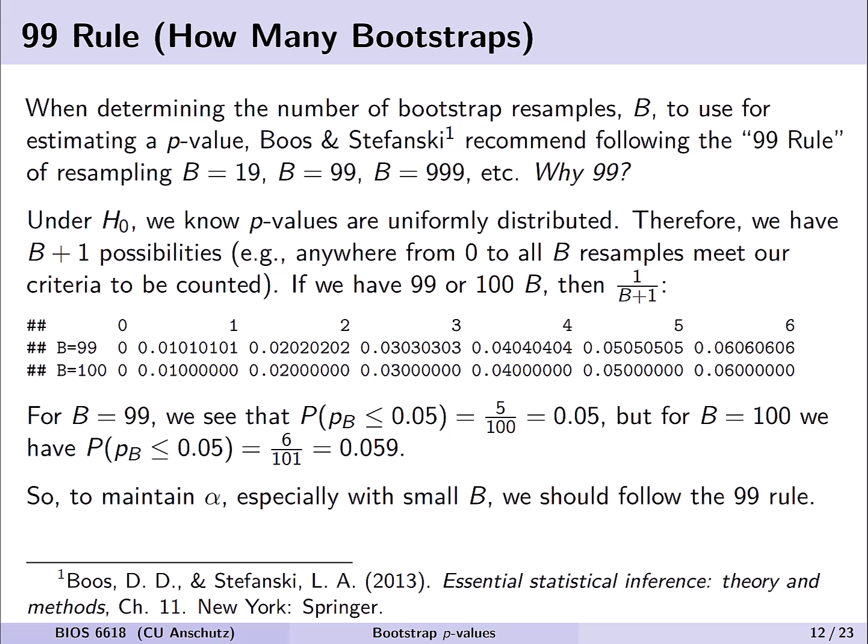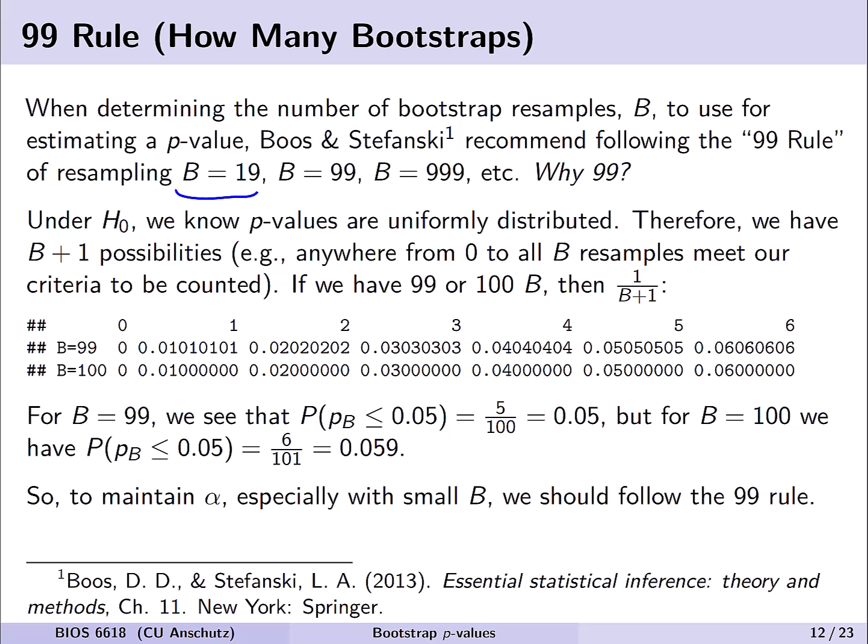One interesting point to also raise is this idea of the 99 rule, or in other words, how many bootstraps should I calculate? We've discussed this before in the context of case resampling when estimating the standard error and confidence interval, and we really just said bigger is better. And that's still true here. But when estimating a p-value from that null distribution, Boos and Stefanski recommend following the 99 rule, or in other words, use resampling numbers that end in 9.